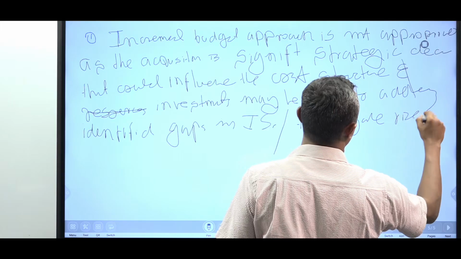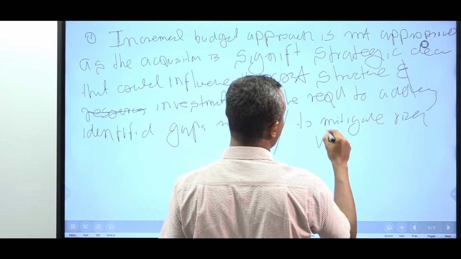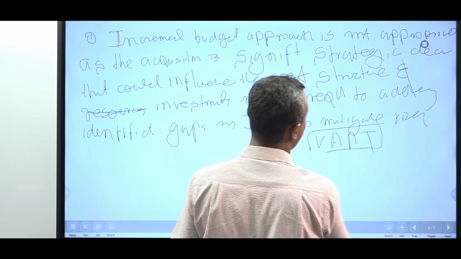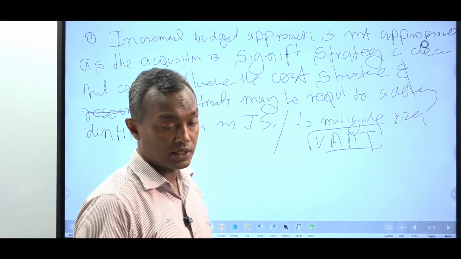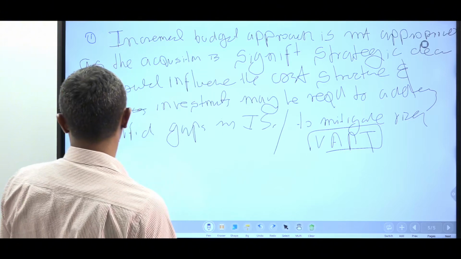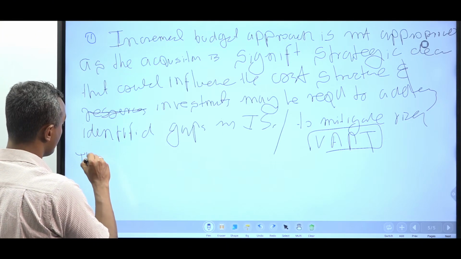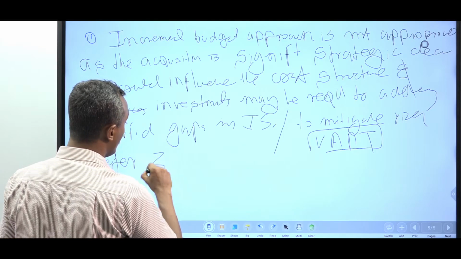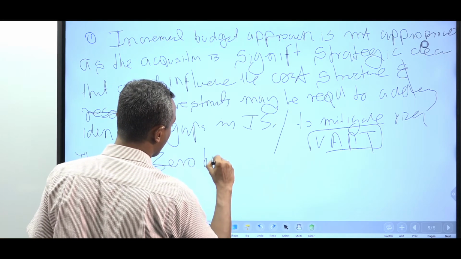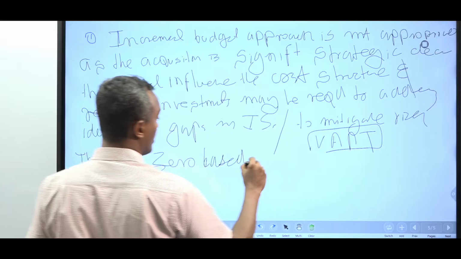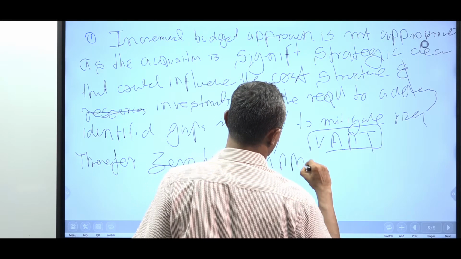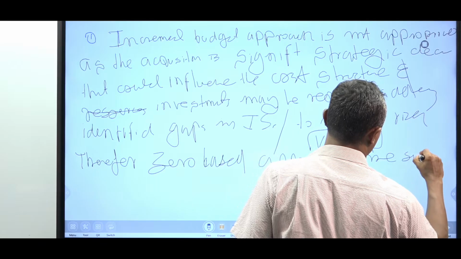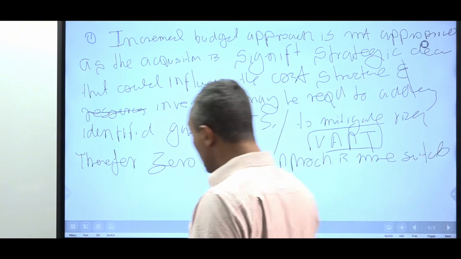risk. For example, you may need to pay for consultants to do vulnerability assessment and VAPT, penetration testing. So that is not budgeted, right? Therefore, the zero-based approach is more suitable, considering what?